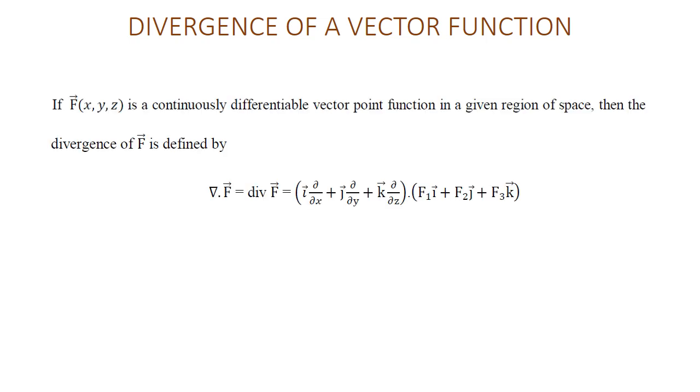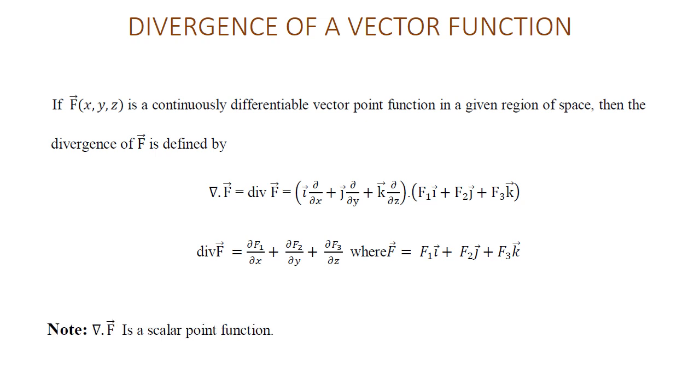Divergence of a vector function. If f vector (x, y, z) is a continuously differentiable vector point function in a given region of space, then the divergence of f vector is defined by ∂f1/∂x + ∂f2/∂y + ∂f3/∂z, where f vector is equal to f1 i vector + f2 j vector + f3 k vector, and divergence of f vector is a scalar point function.